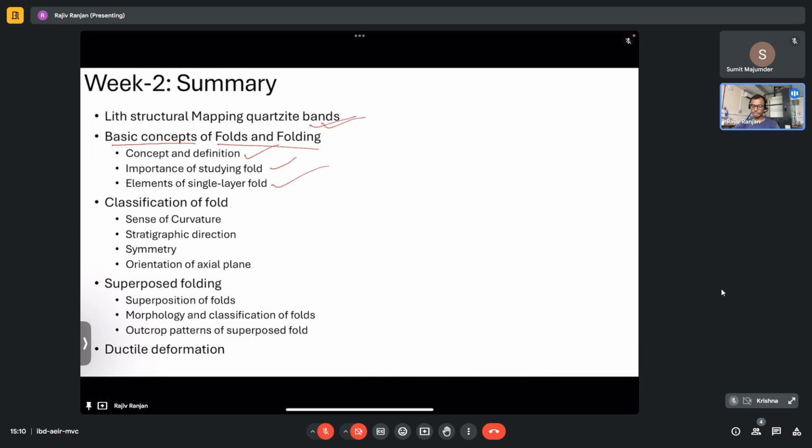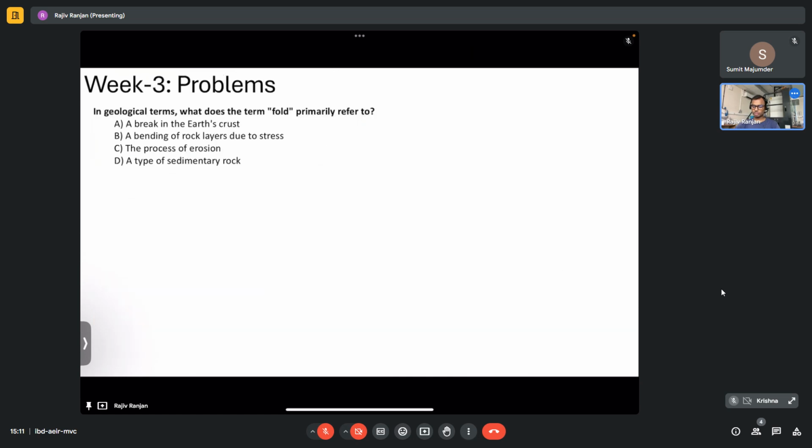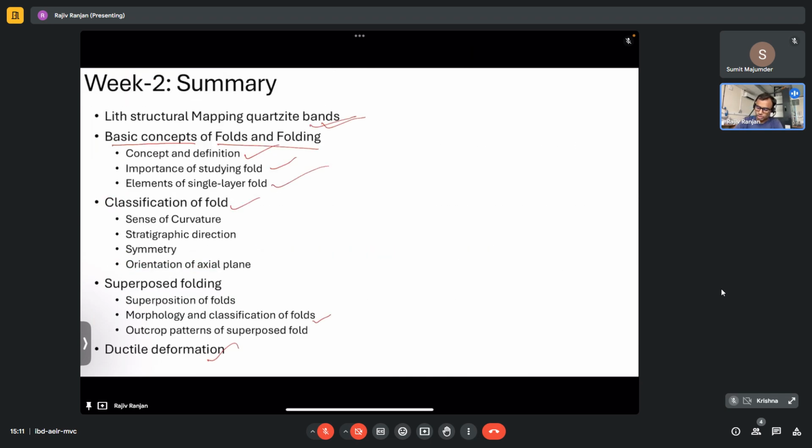And then we studied superposed folding, where we learned how superposition happens, and we studied the morphology and classification of folds. And at last, we studied interference patterns in superposed folds. And there is slight ductile deformation interaction, which will be discussed mainly in week 3, not week 2, week 3.